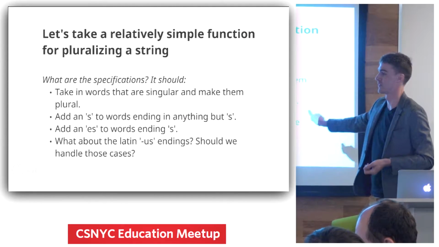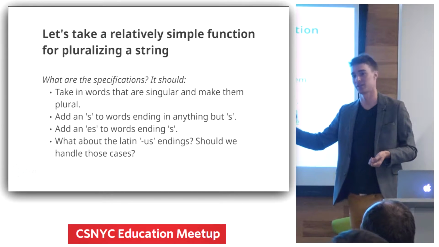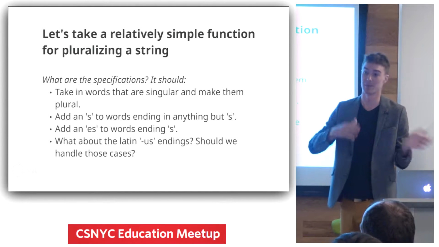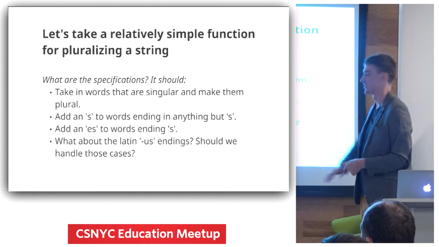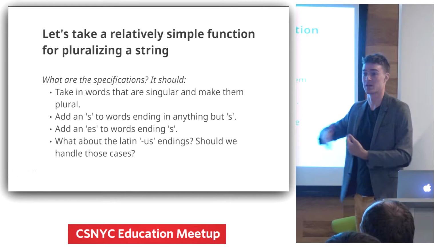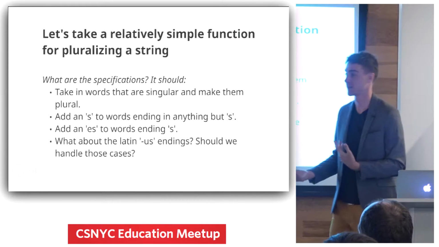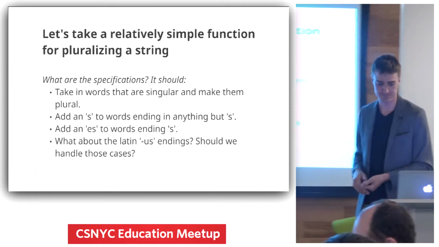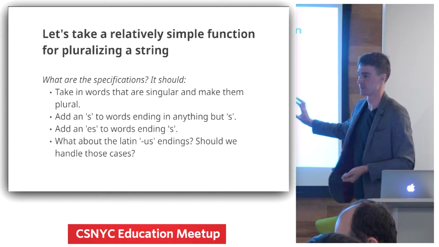what about a Latin word that ends in US, like alumnus? Should we change it to alumni? Or if it's alumna, alumni? These are some optional things we could write tests for if we wanted to make sure our function is constrained to those boundaries. So this is the English language version.